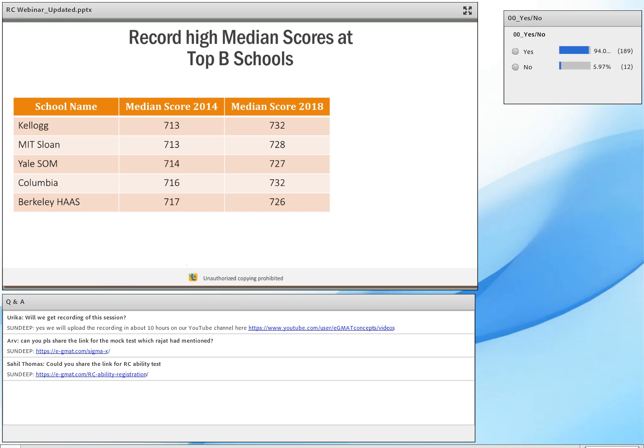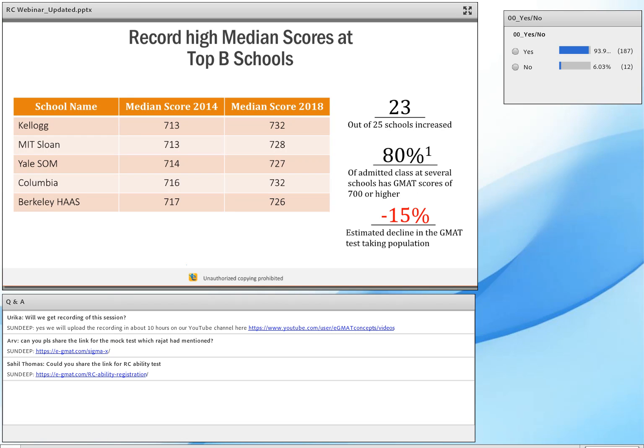And what you don't see in this table is any Kellogg or Harvard or Stanford. Why? Because even in 2014, they were at a 730 score. And if you look at the stats, you're really going to see this trend across schools. It's not just these schools. And this is despite a decline in the GMAT test-taking population across these years.